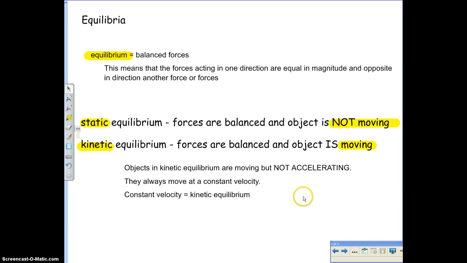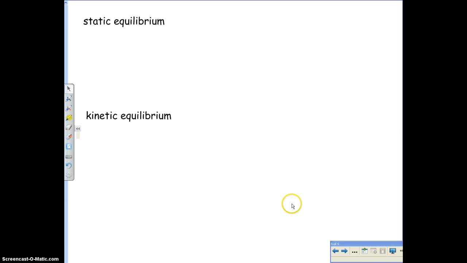So remember we said forces go with accelerations. Well, if there's no net force, then there's no net acceleration, and that's what we mean by objects in kinetic equilibrium not accelerating. They always move at a constant velocity. So constant velocity means kinetic equilibrium. Kinetic equilibrium means constant velocity. So again, static equilibrium means the forces are balanced, and kinetic equilibrium means the forces are balanced too, but the object is moving.